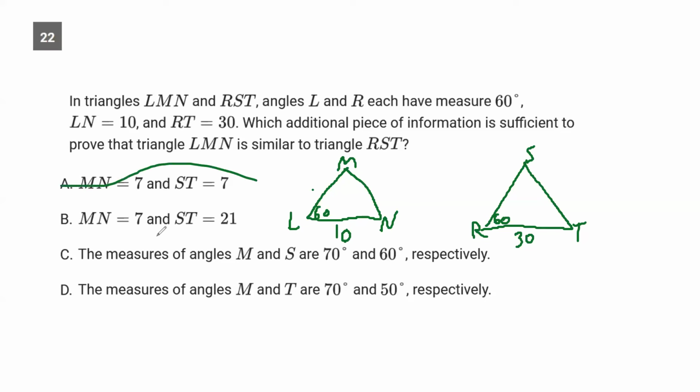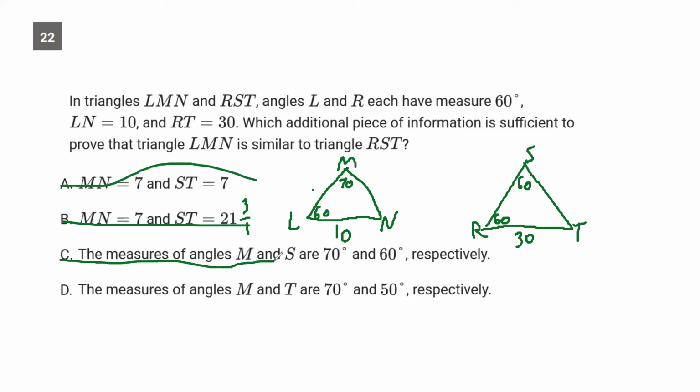We say MN and ST are 7 and 21. That gives us the ratio, right, of 3 to 1. But that's still not enough information just because we know 2 pairs of sides, right? We don't have the angles. We want all the angles to be equal or all the sides to be proportional. So now let's look at C. The measure of angle M and S are 70 and 60 respectively. We did that. Then the angles aren't the same because one is 70 and one is 60 in corresponding places, and that doesn't work. So it should be D.